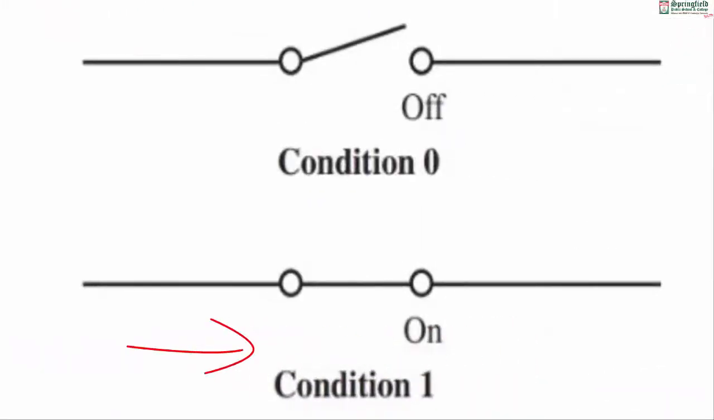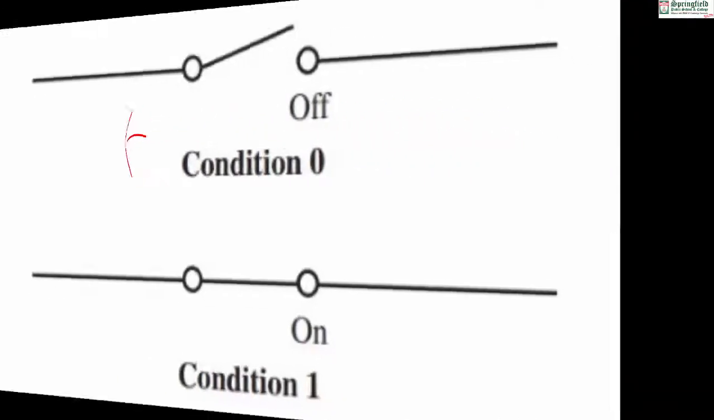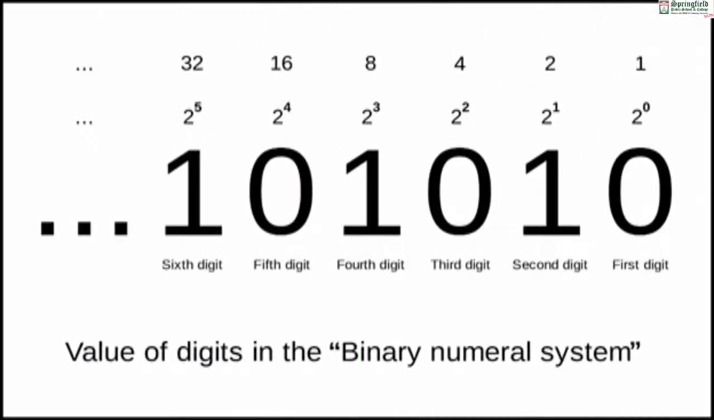A switch in the on position can be represented by 1, and a switch in the off position can be represented by 0. So now we'll talk about the binary system. We are all familiar with the denary, the base 10 number system, which counts in the multiples of 10. So this gives us the well-known headings of unit, tens, hundreds, thousands, and so on.